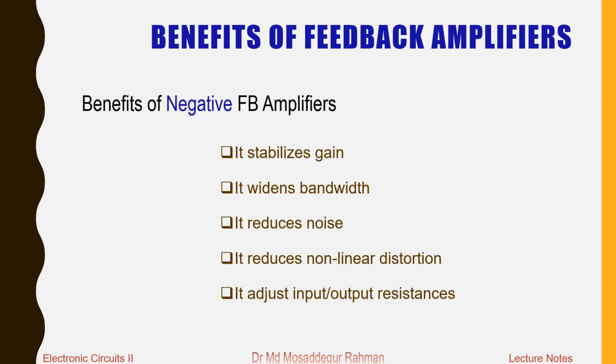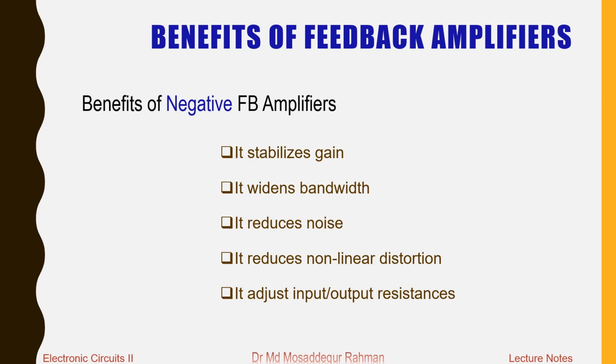So in some cases we'll need higher output resistance or lower output resistance, or sometimes we'll need lower input resistance or higher input resistance, depending on our application and types of signals. So in different situations we need different levels of input and output resistances, and that we can achieve by applying the negative feedback.